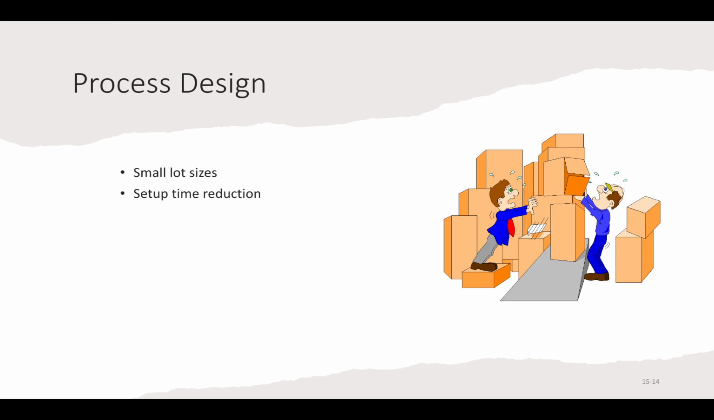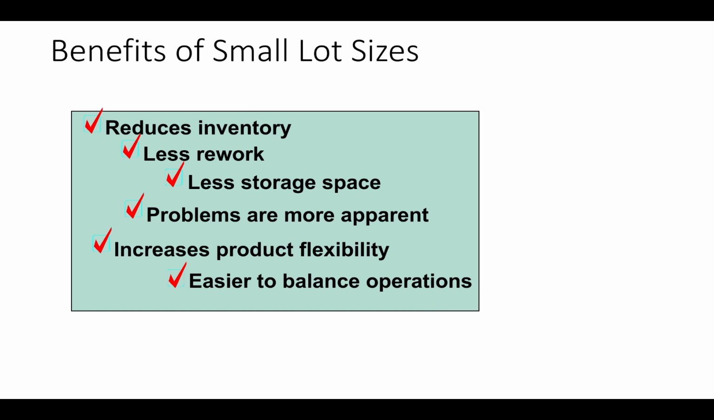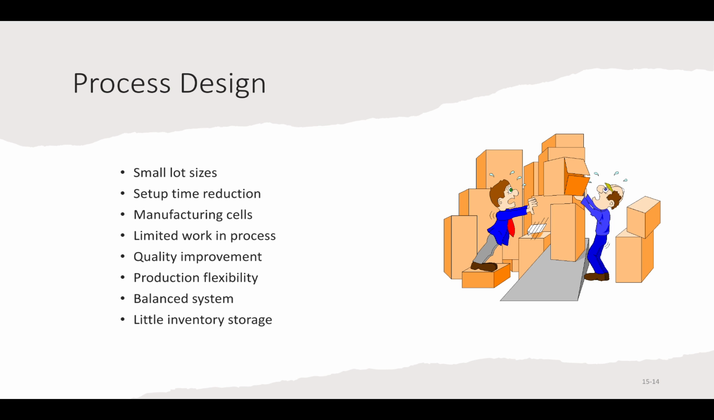There are seven aspects of process design. First is small lot sizes, then setup time reduction, manufacturing cells, quality improvement, production flexibility, balanced system, little inventory storage, and fail safe methods should be there, right? Now small lot sizes, it is like the quantity should be small. We have to reduce the lot size, because small lot sizes in the production process are going to have a number of benefits.